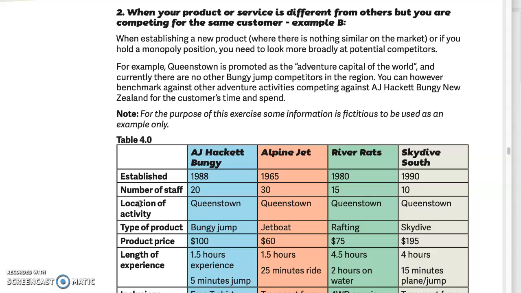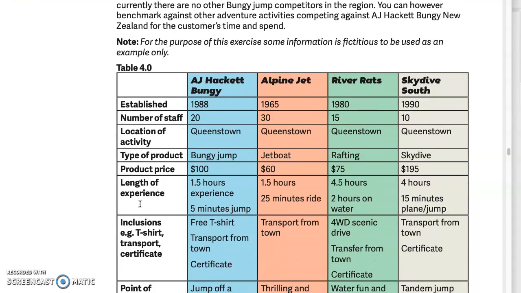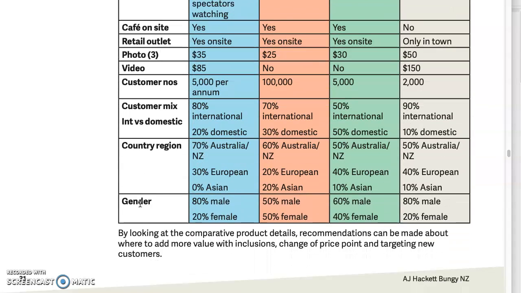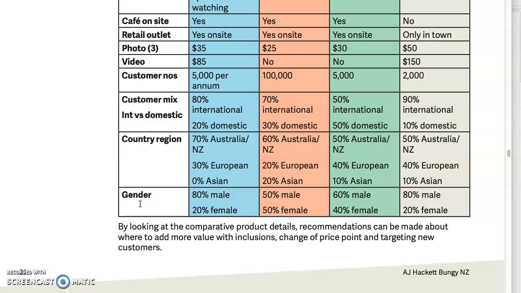So when you have a look at these examples, you're going to work out why people would choose AJ Hackett. Looking as an advisor to them, what would be something that they need to do in terms of price or in terms of their event and their experience? What would you change to make it so more people would want to come? I've got the PDF in your assignment and a little sheet for you to fill in.